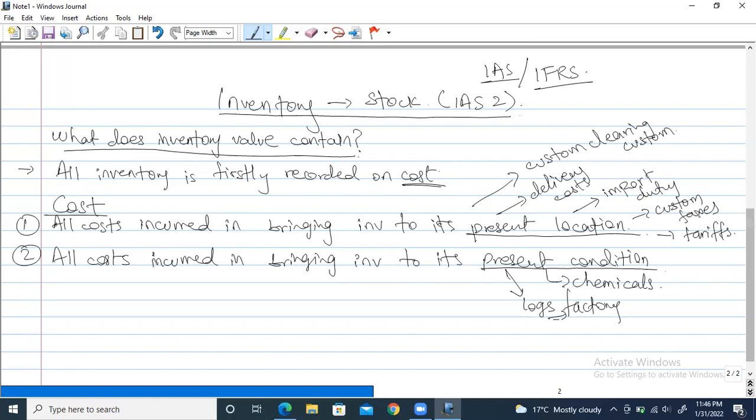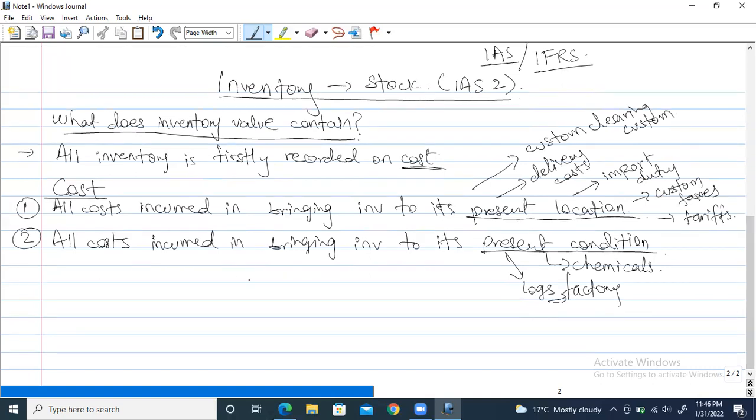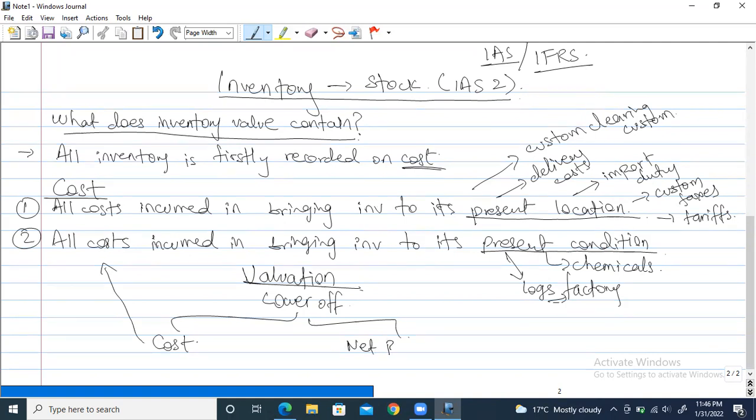Now the main question over here is how do we value the inventory? So let's talk about the valuation of inventory as well. It's a very simple rule. This is the main thing of IAS 2, the International Accounting Standard 2. Valuation basically says that we have to value it at the lower of two things. First is cost, the things that we studied over here. And second is net realizable value.